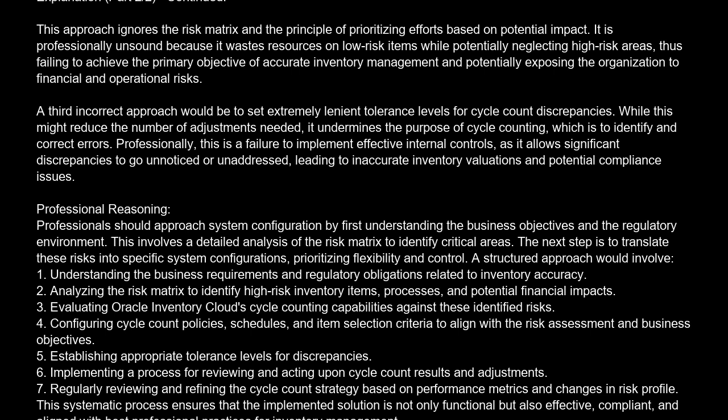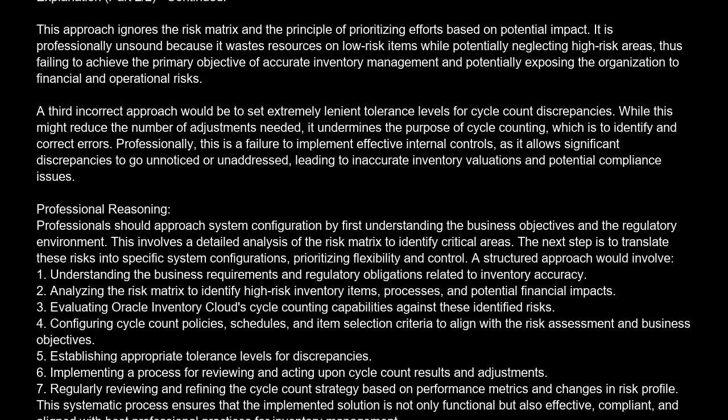Professional reasoning. Professionals should approach system configuration by first understanding the business objectives and the regulatory environment. This involves a detailed analysis of the risk matrix to identify critical areas. The next step is to translate these risks into specific system configurations, prioritizing flexibility and control. A structured approach would involve: 1. Understanding the business requirements and regulatory obligations related to inventory accuracy. 2. Analyzing the risk matrix to identify high-risk inventory items, processes, and potential financial impacts. 3. Evaluating Oracle Inventory Cloud cycle counting capabilities against these identified risks.